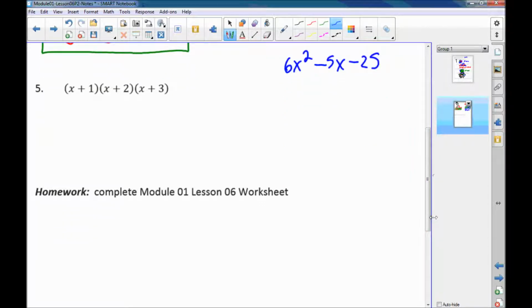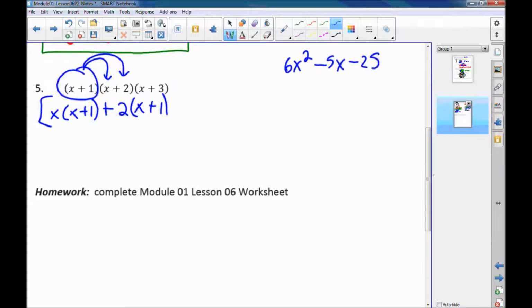All right, lastly, we're doing 3 of them together. So the trick with 3 of them together is to multiply the first 2 together and then times that by the third one. So I'm going to do x plus 1 times x and by 2 to start with. Okay, so we're going to get x times x plus 1 plus 2 times x plus 1. And when I'm done, I'm going to have to multiply that answer by x plus 3. We haven't got that answer yet. Okay. All right, so let's keep working on that answer.